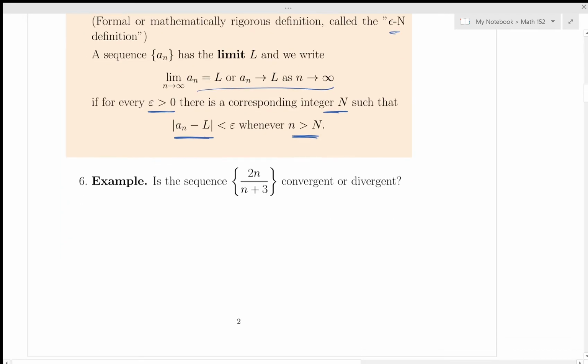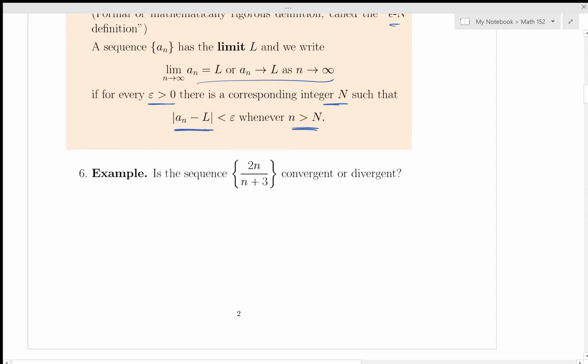Okay, so let's take a look at a couple of examples here. Is the sequence 2n divided by n plus 3 convergent or divergent? Just to make sure that we understand, we have a list of numbers here whose rule we're going to compute in this manner. For example, A1 would be 2 over 4. A2 would be 4 over 5. A3 would be 6 over 6. A4 would be 4 times 2 is 8, 8 sevenths.